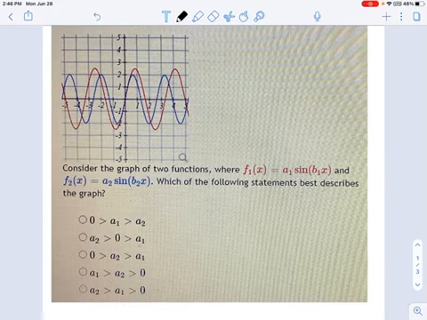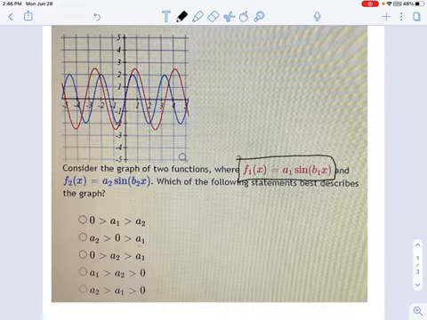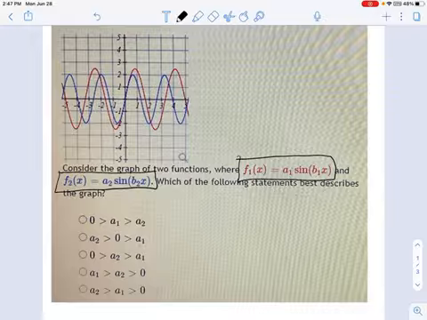Here we have a graphing problem, and you can see two trigonometric functions. One is in red, one is in blue. And they're different wavy lines, basically. The red one is a1, that's this right here, a1 times sine of b1 times x. And the blue one is a2 times sine of b2 times x.